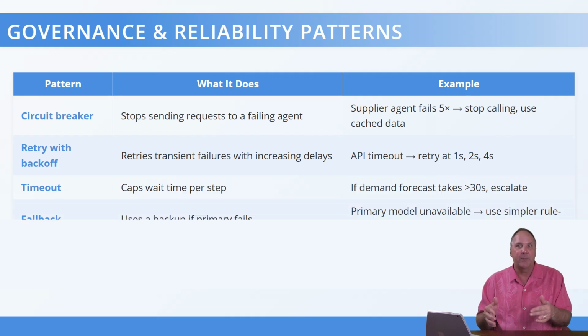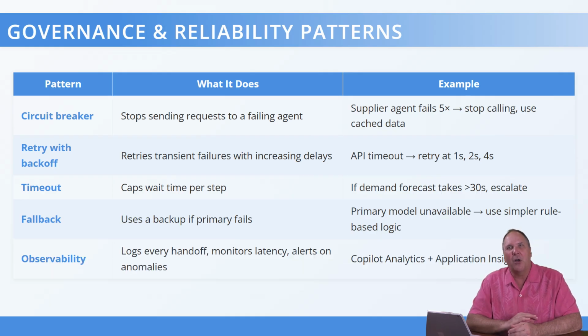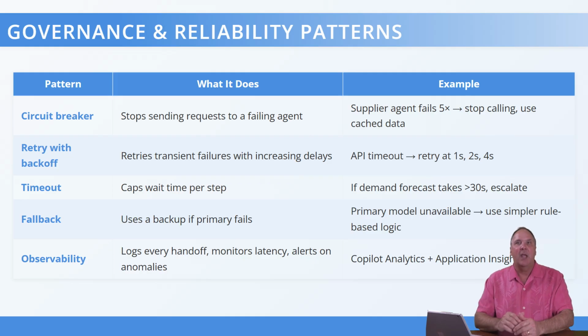Have fallbacks. If the primary model is unavailable, switch to a simpler rule-based approach. It won't be as good, but it keeps the system running. Something is better than nothing in some cases. Next, observability. Log every handoff between agents. Monitor latency. Set alerts when failure rates exceed the thresholds. And use Copilot analytics and application insights. Without observability, you're flying blind.